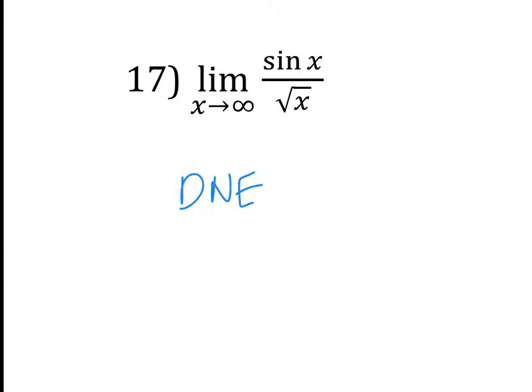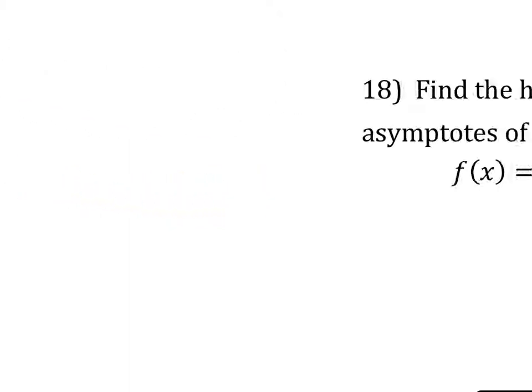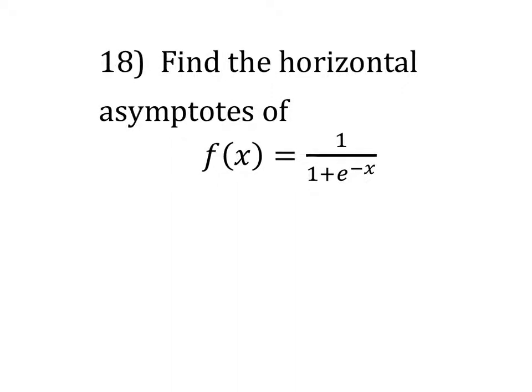Let's try. Ooh, this is a good one. Find the horizontal asymptote. What are they talking about? The limit as x goes to infinity, x goes to negative infinity. They want you to find both. Please be careful. The function is strange. Okay? Find the limit.